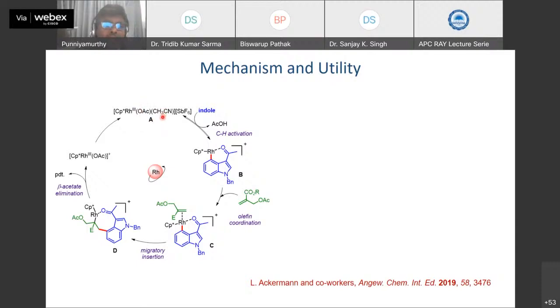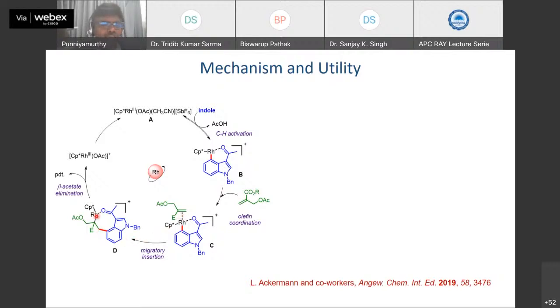So the rhodium complex is a reversible reaction here, makes chelation with our carbonyl group, and activation of the C4 CH bond takes place, here R is a methyl group. So you have this intermediate. Once you have this one, it can make chelation with a double bond, as shown here.